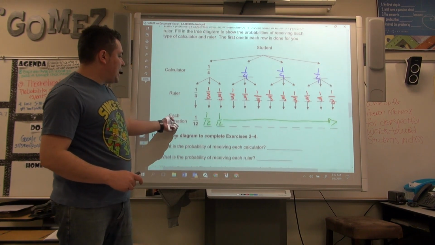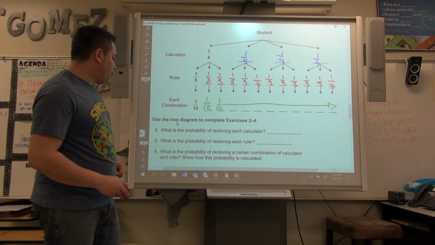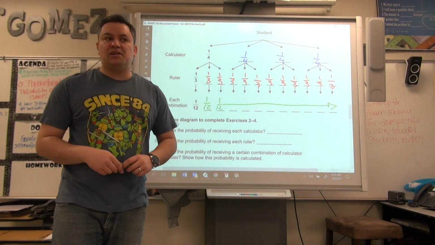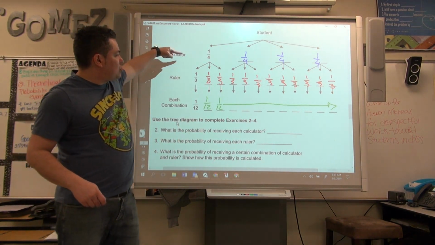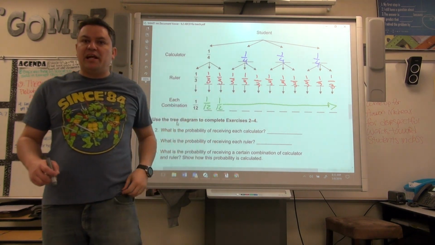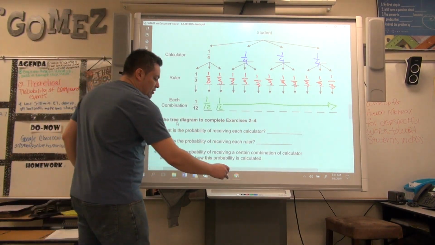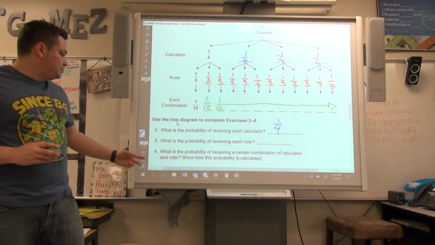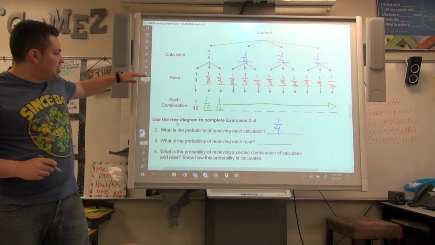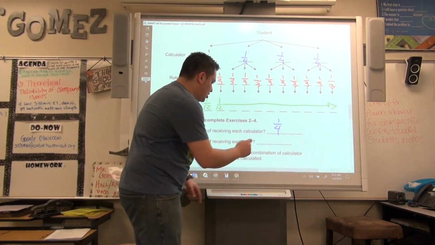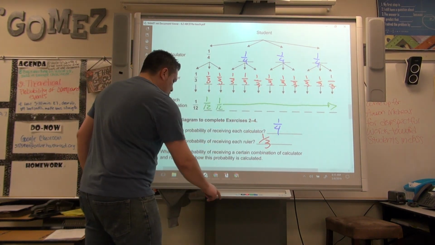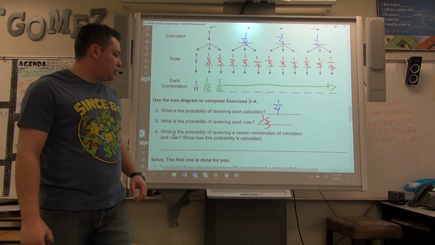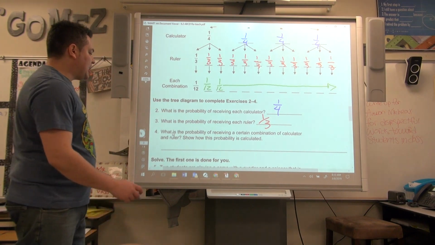We're going to use the tree diagram to answer 2, 3, and 4. What is the probability of receiving each type of calculator? It's right here, this row. What is the probability of? 1 out of 4. It's already filled up for you. All we have to do is transfer it back. What is the probability of receiving each ruler? 1/3. 1 out of 3. What is the probability of receiving a certain combination of calculator and ruler? 1/12. 1 out of 12.